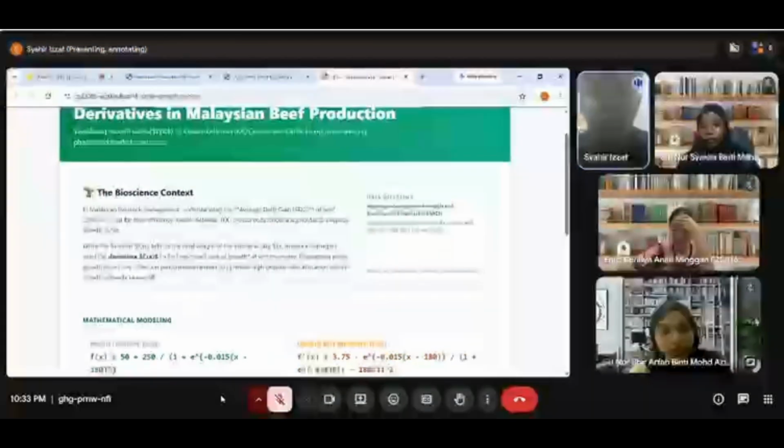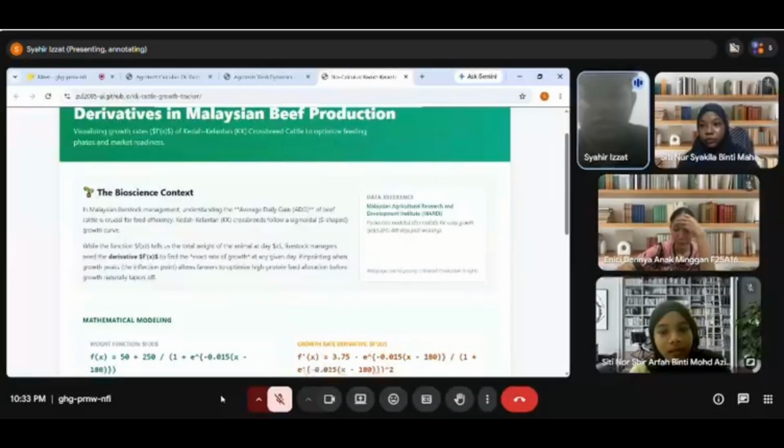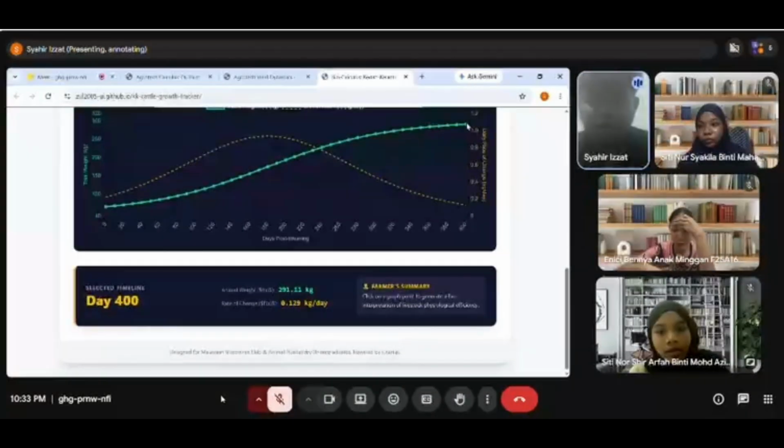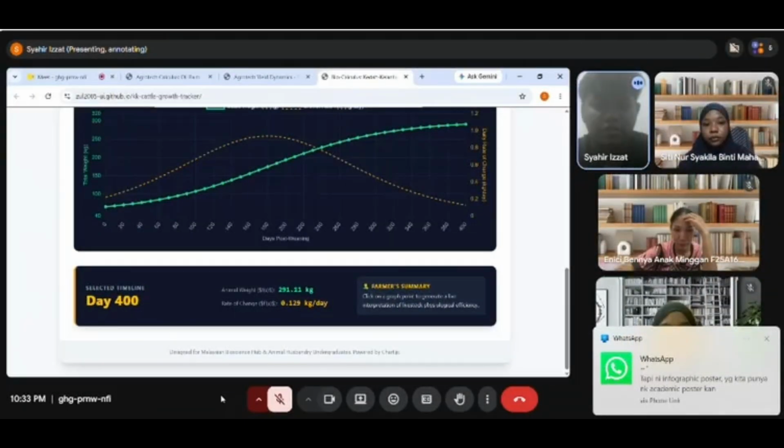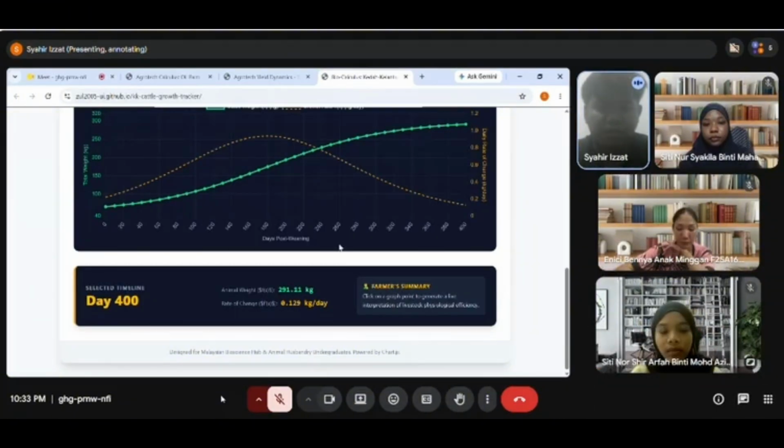The curve of variable cattle weight f(x) is the solid green line, as you can see here. This represents the total weight of the animal in kilograms, kg, plotted against the left-hand y-axis. It clearly displays the sigmoid S-shaped growth structure. It starts relatively flat, curves upward steeply during the rapid growth phase, and begins to taper toward day 400.